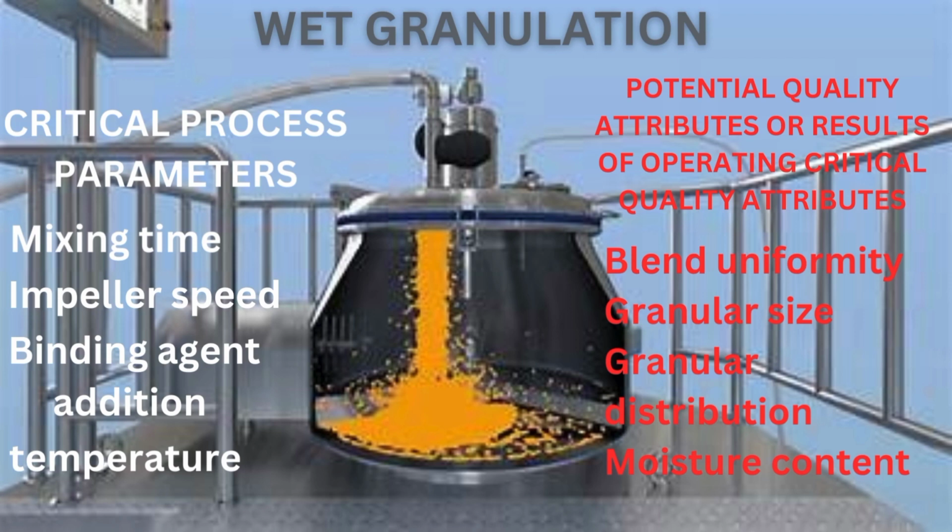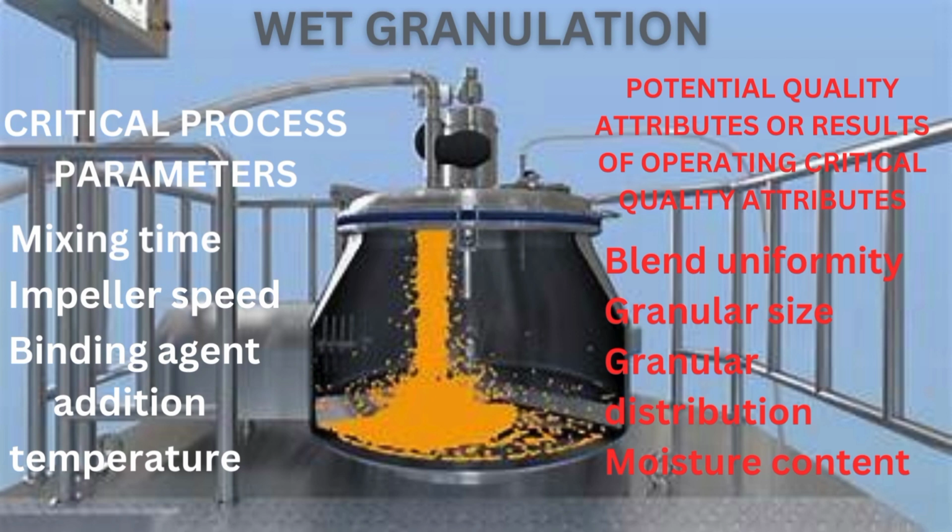We prepare granules by the wet granulation method. Here in this process, the critical process parameters are the mixing time, the impeller speed, binding agent addition, and the temperature. And the impact of these factors, what we are going to get, is called the potential quality attributes, or you can say the result of operating critical quality attributes.